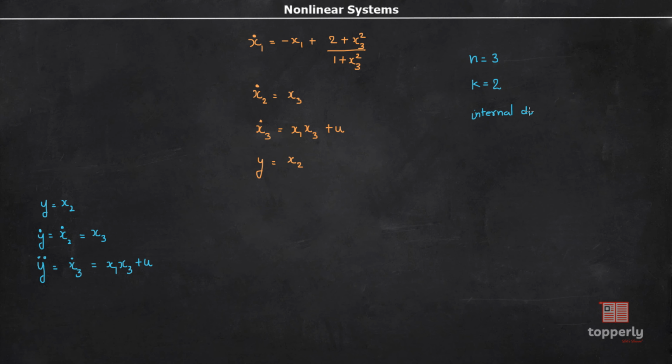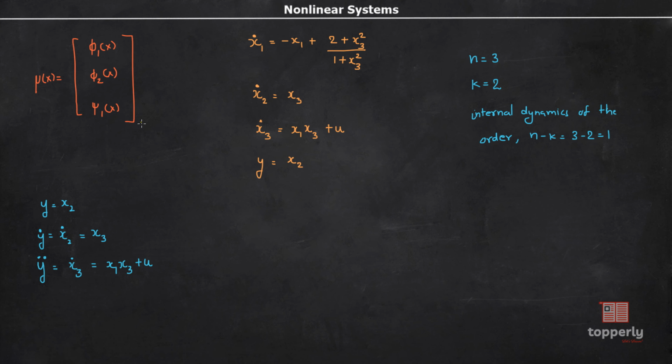The system is third order, meaning we have internal dynamics of the order n minus k, which is 3 minus 2, equal to 1. So we need a transformation matrix, mu of x, equal to phi 1 of x, phi 2 of x, and psi 1 of x.